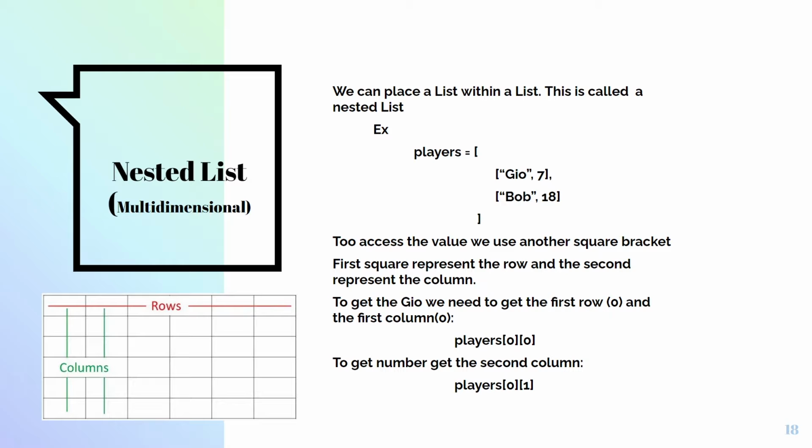So if I want to retrieve the name in the first row, I have to use 0 in the first square bracket and 0 in the second bracket, and that's how I retrieve the name geo from the first list.